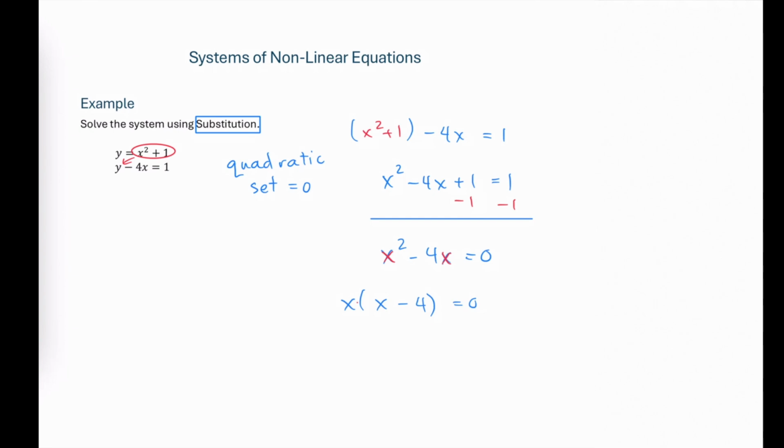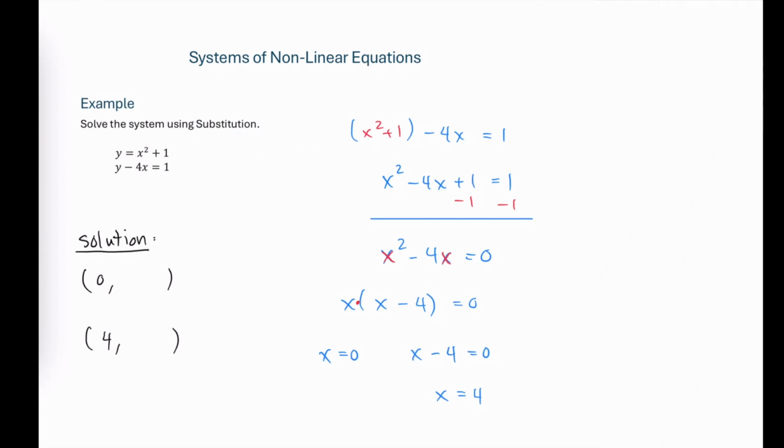Now we can set each of these factors equal to 0, so we get x is equal to 0, and x minus 4 is equal to 0, and after we add 4 to both sides, we'll get x is equal to positive 4. Remember, the solution to a system of equations is going to be an ordered pair, so we have two x values, which means that we have two potential ordered pair solutions to the system. These ordered pairs would also be the intersection points between the two graphs.